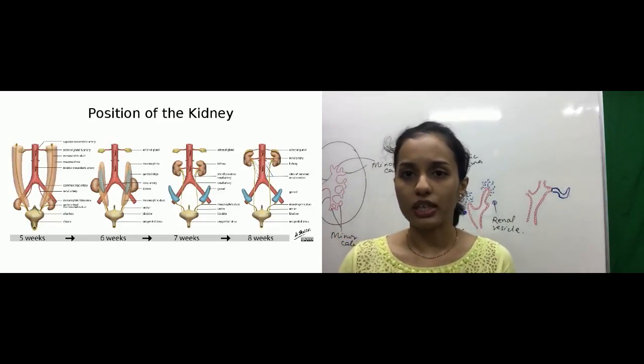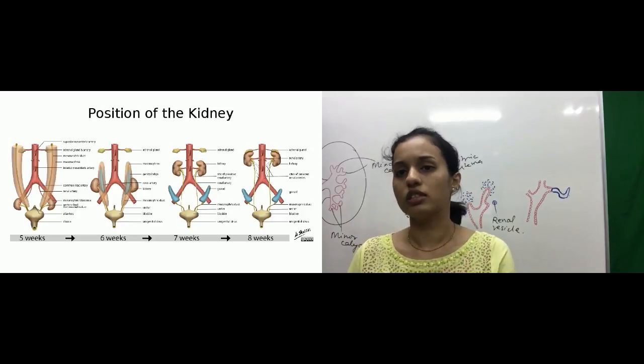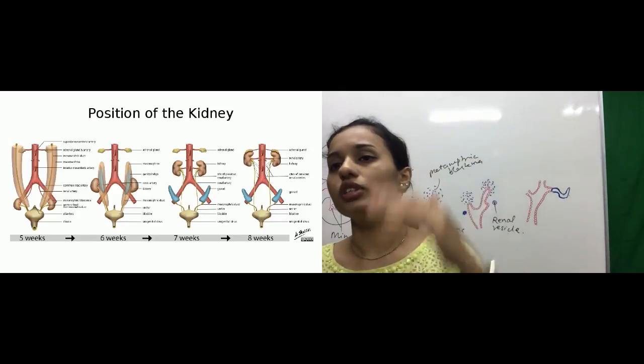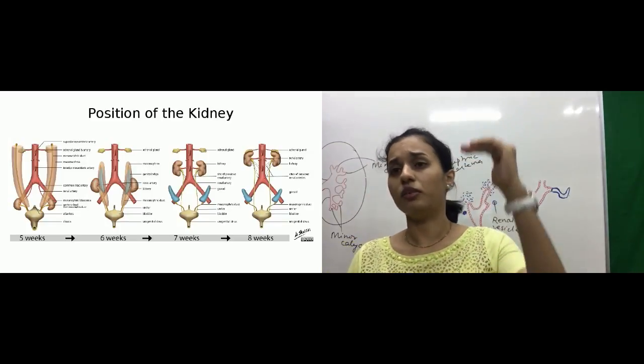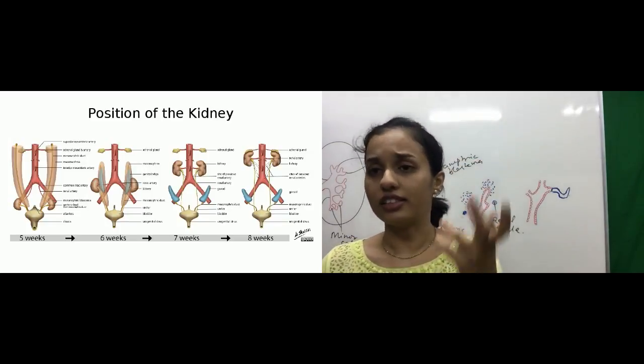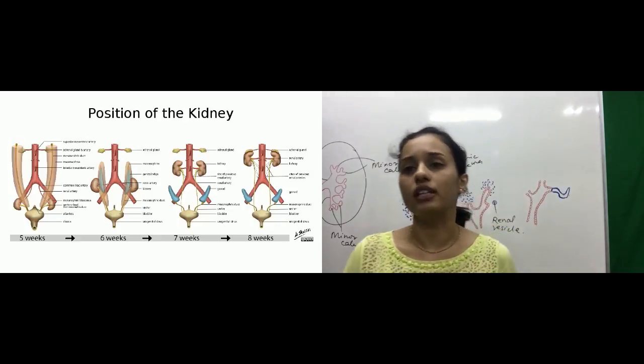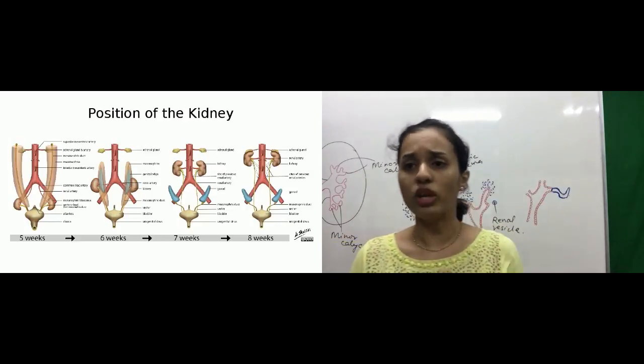In the 5th week it is at the pelvic area. As it reaches the 6th, 7th and 8th week there will be complete ascent, and then it reaches and joins with the adrenal gland, which is developing at the lumbar, thoracolumbar region.